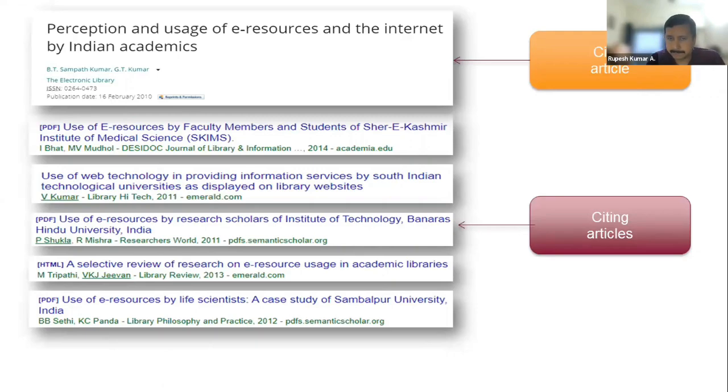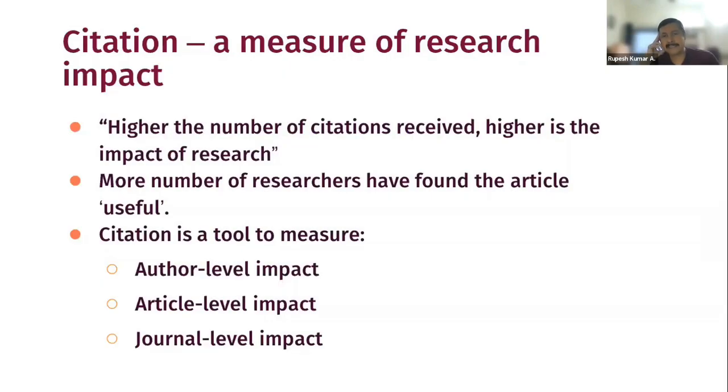Okay, so what we understand by this is citation is a measure of research impact. So among the scholars, among researchers, the notion is the higher the number of citations received by an author, the higher is the impact of research. Therefore, my dear friends, we should not only aim at producing more and more publications, but also aim at getting a higher number of citations to each of our publications. And that's not easy.